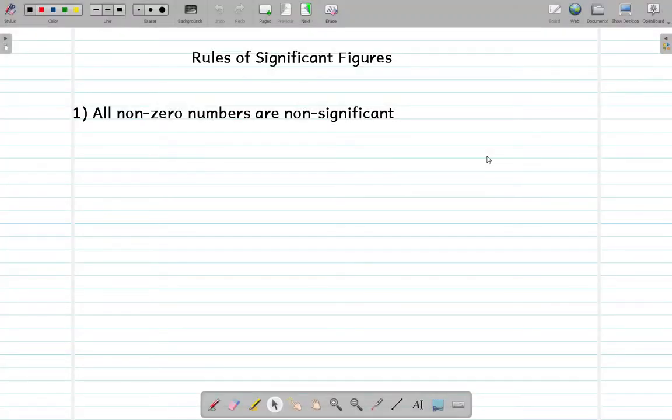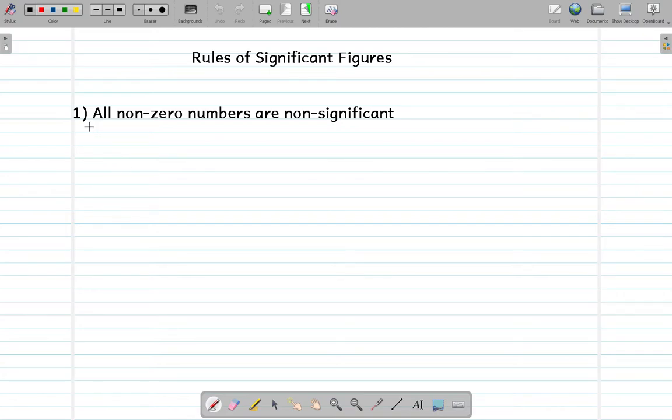Hi, so in this video, we are going to cover the last chapter of the first unit, which is the scope of physics. So the last chapter is about significant figures and the rules of them. Now we're going to look at some of the rules of significant figures.